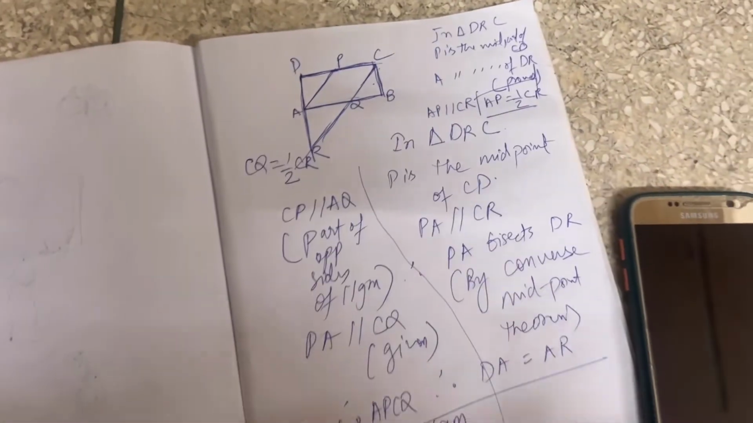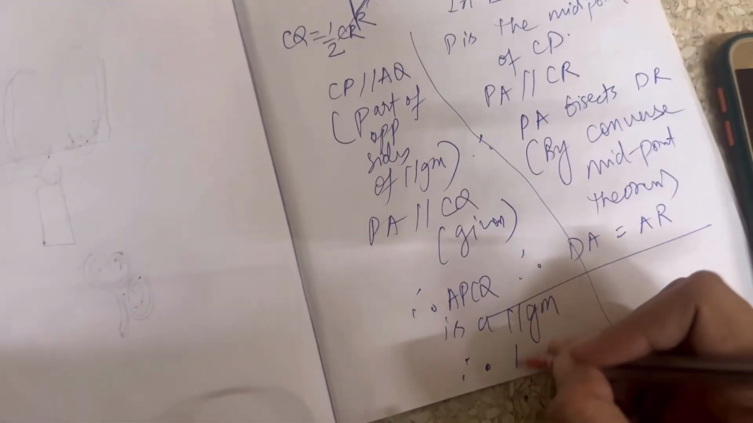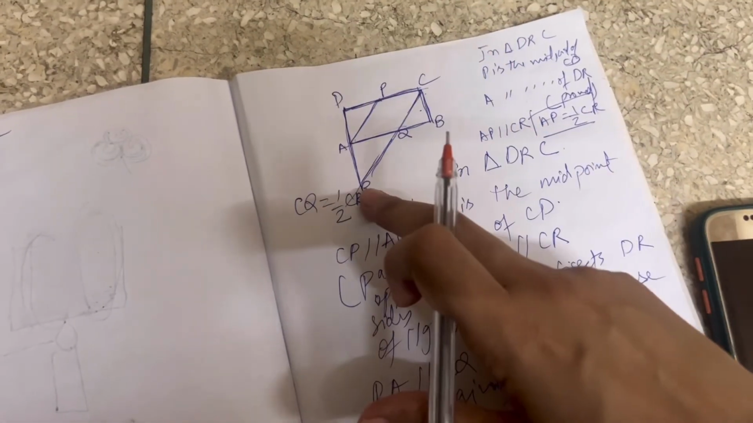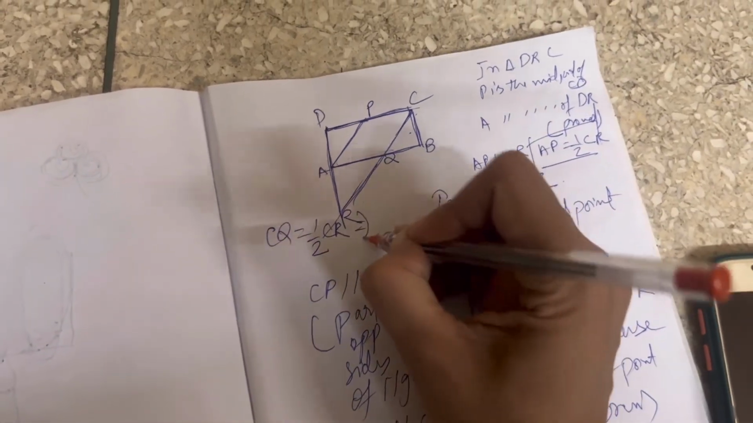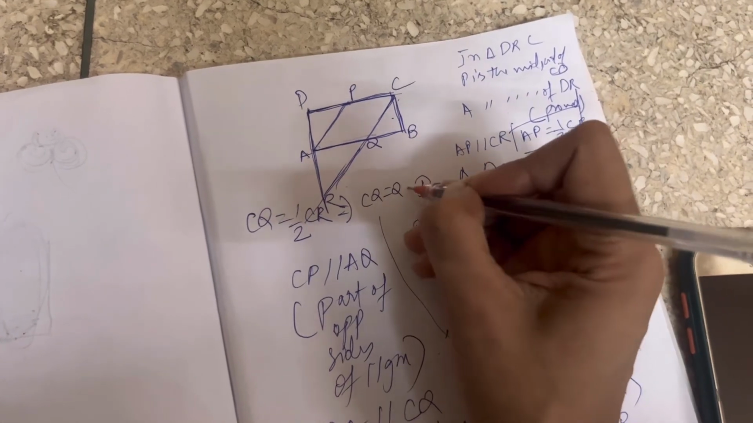Therefore, AP will be equal to CQ. So if AP is equal to half CR, CQ will also be equal to half CR, isn't it? Which means that CQ is equal to QR. Proved.